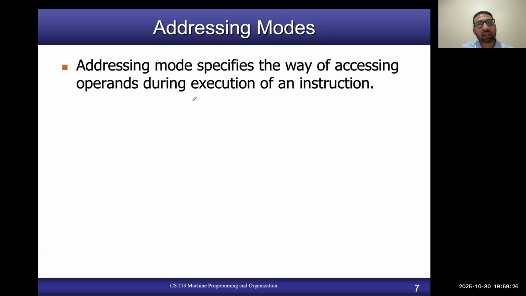Like, where is the operand? Is it in a register? Is it in memory? Is it part of the instruction itself? If it is in memory, how do you access it? Do you specify the address of the location where it is, or do you specify it as a pointer, and so on and so forth, right? So basically, an addressing mode tells an instruction how to get an operand, or from where to get an operand, right?